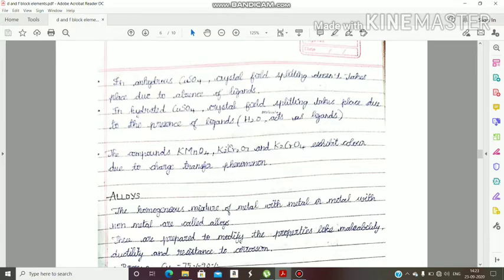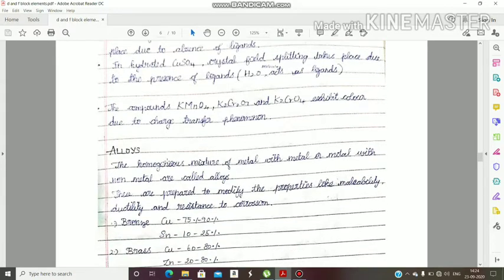In that case also, chromium has no unpaired electron, but it exhibits color. In case of K2CrO4 also, chromium exhibits +6 oxidation state. In all these cases, the central atom has no unpaired electron, yet even in the absence of unpaired electrons, they exhibit color. That is due to the charge transfer phenomenon. So because of the charge transfer phenomenon, these three compounds exhibit color even though there is no unpaired electron. So that is all about color of the transition metal ions.